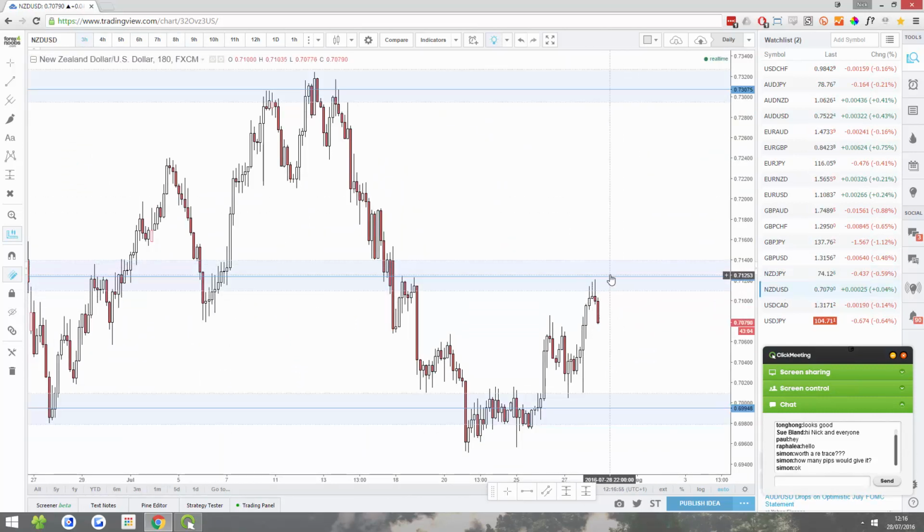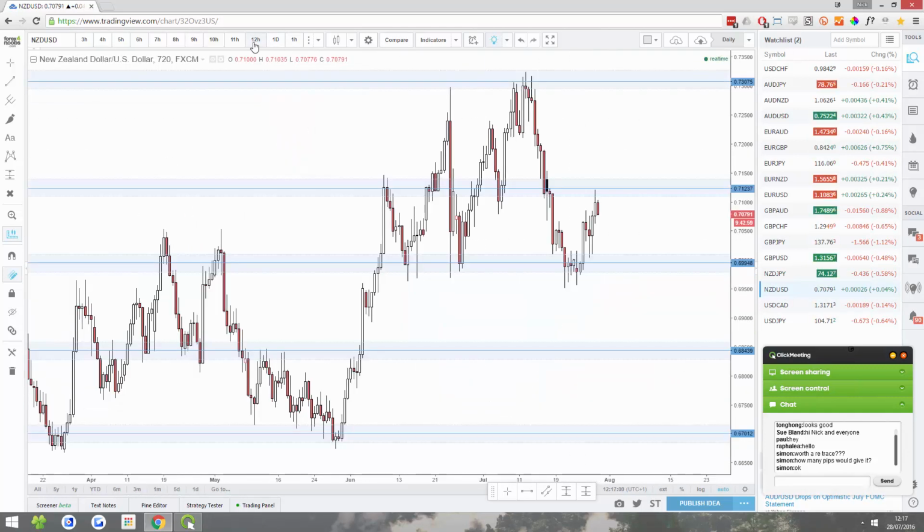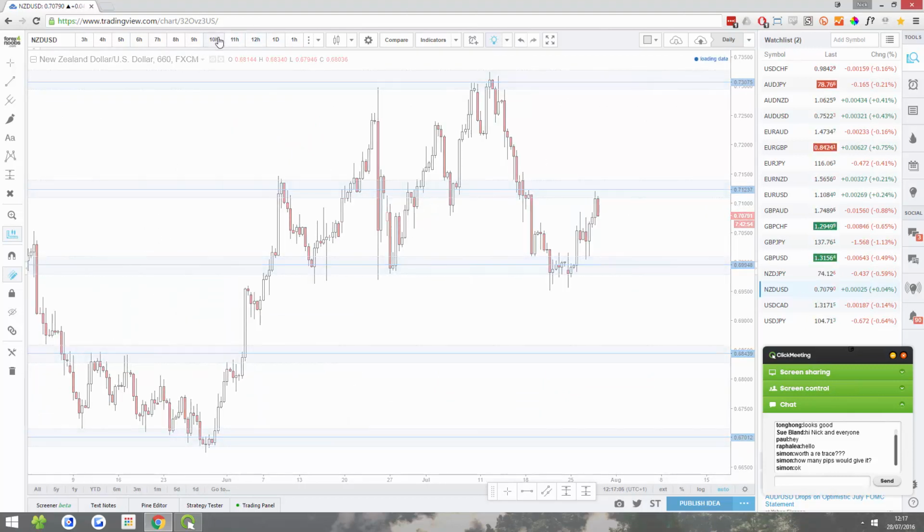Doesn't look like it's going that well. New Zealand USD, that's already in a reversal setup. Oh man, I should have done the analysis at like 8 AM. It's like we missed all these setups.